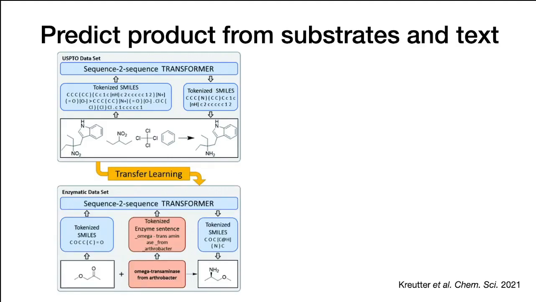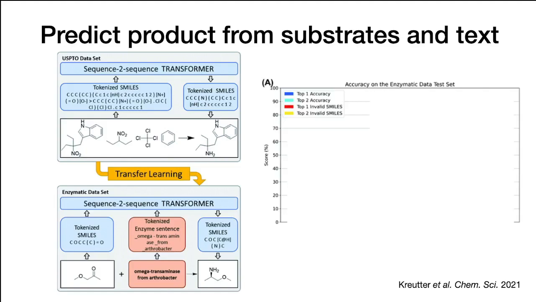So after pre-training on that, what they do is they take in a smaller data set of enzymes and enzymatic reactions, and then descriptions of the enzymes as either just a label of what the enzyme function is or what type of enzyme it is, or sometimes they have whole sentences describing the enzyme. And so once again, this model takes in the substrates, but now it also takes in text information about the enzyme, and then puts all of that together and predicts the product.